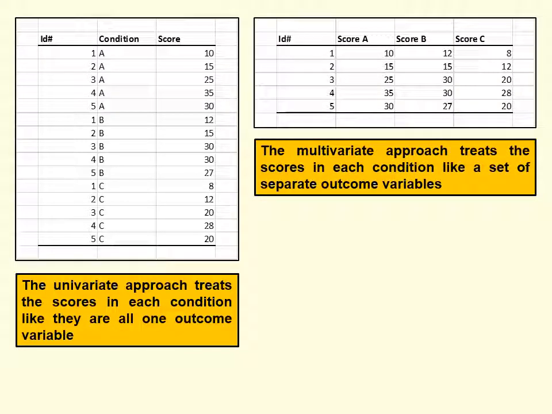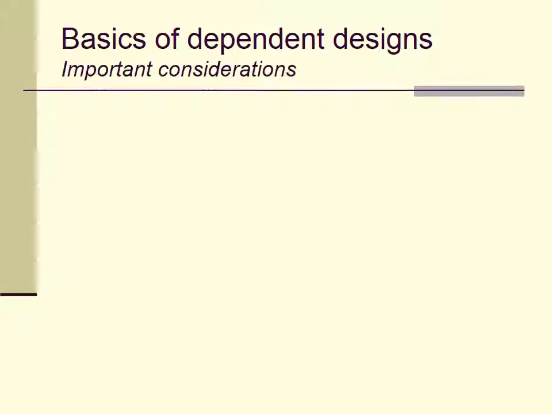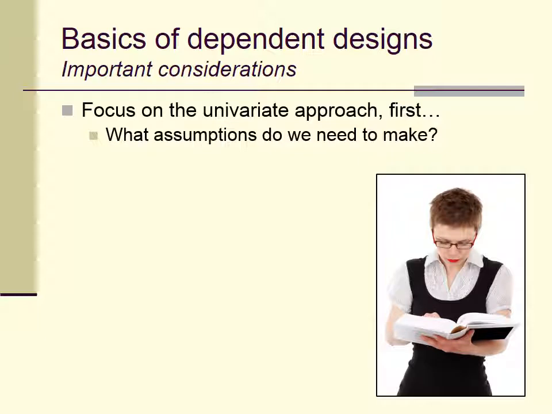In contrast to that, the multivariate approach would treat the data as if it was separate outcome variables, which it honestly really is. In a way, the multivariate approach is much more sensible because it treats the data like what it really is, which is to say separate scores on separate variables which may or may not be particularly correlated with one another. So the purpose of these two figures is just to illustrate that difference between the univariate approach and the multivariate approach. So let's focus on this univariate approach first. What are these assumptions that I've mentioned that we have to make?